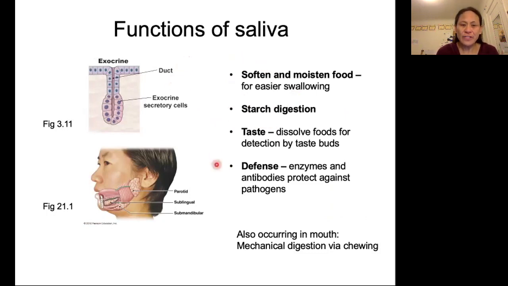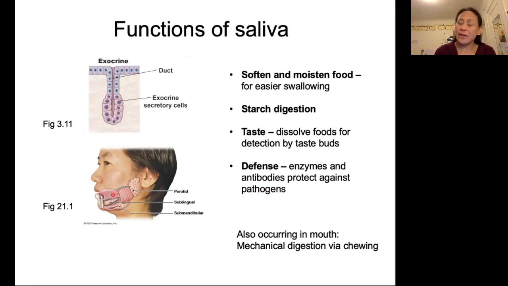Another function of saliva is taste. The saliva helps to dissolve our foods so that we can then taste the components of the food in our taste buds. So that's another function of the water. And then one last function of saliva is defense. We have enzymes and antibodies in our saliva that are going to protect against pathogens entering the rest of the digestive tract and potentially entering our bodies from there. So those are the functions of saliva.